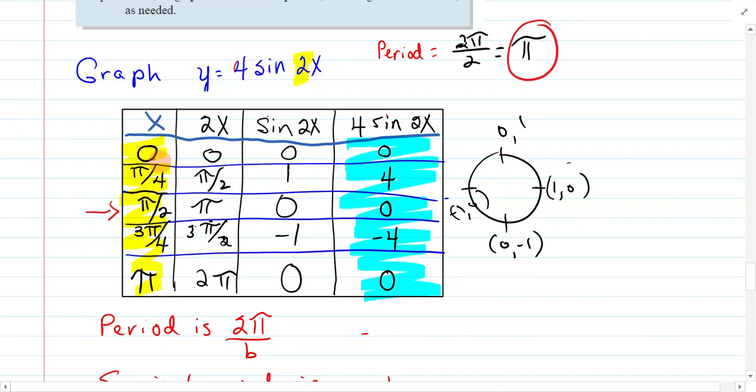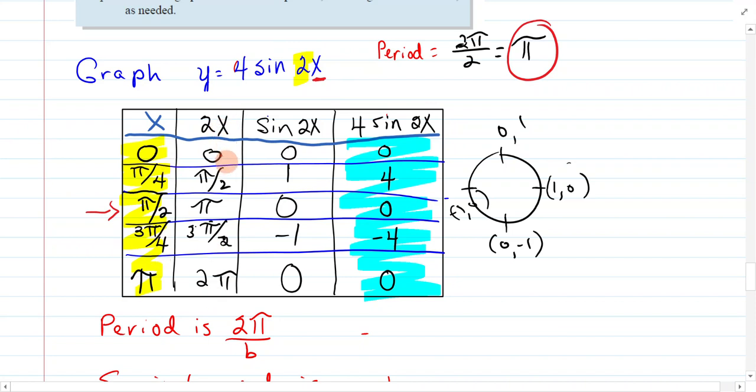Between 0 and pi over 2, what's halfway between there? Pi over 4. 1/4 is halfway between 0 and 1/2. What's halfway between 1/2 and 1? That'd be 3/4. So that's how you fill in this column. Across the top, you start always with x, and then you build. So you start out with x, then you put 2x, then you put sine 2x, and you end with the whole function.